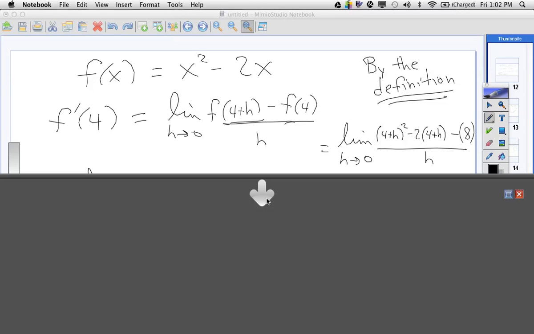By the definition, which would be the quote unquote long one, right? That is not by the definition. The long one. I'm not going to say on the quiz, I'm not going to say the long one. I'm going to say by the definition.